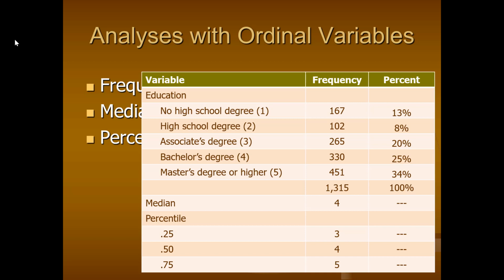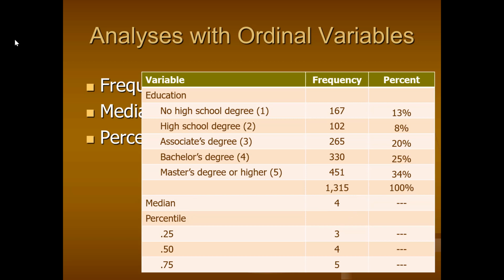But we can also calculate a median. So of the 1,300 or so survey respondents, what did half of them have? What's the halfway point? And the halfway point in this case was a 4, which means that half the sample had a bachelor's degree or higher, and the other way too, that half the sample had a bachelor's degree or lower, but that's the halfway point.